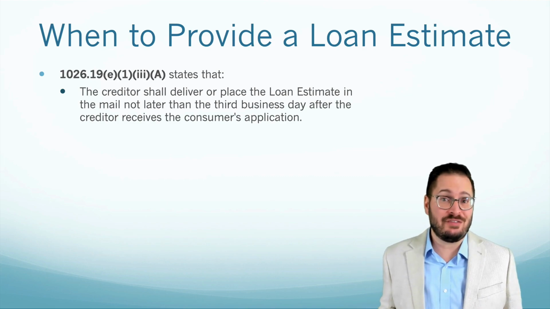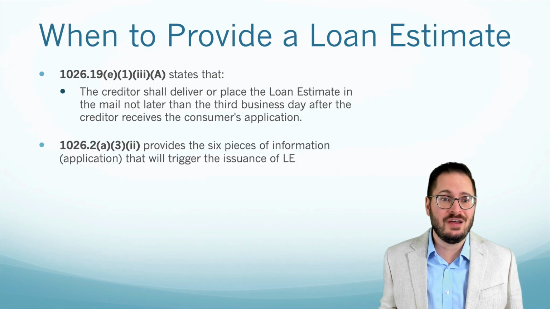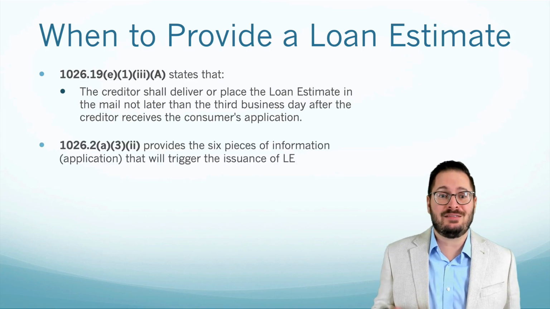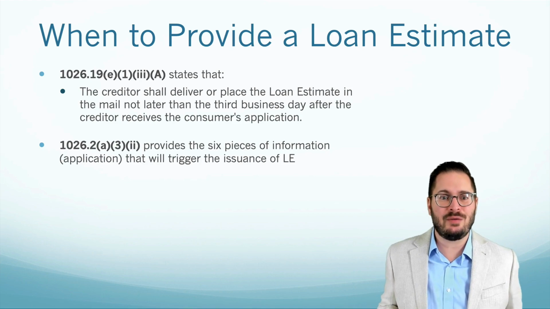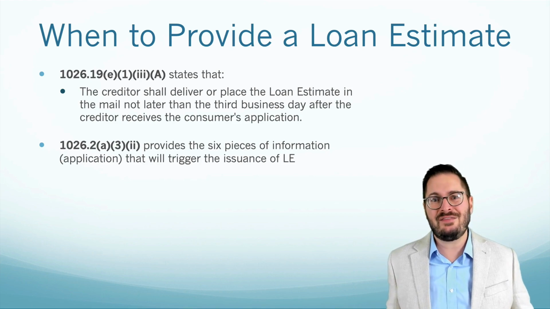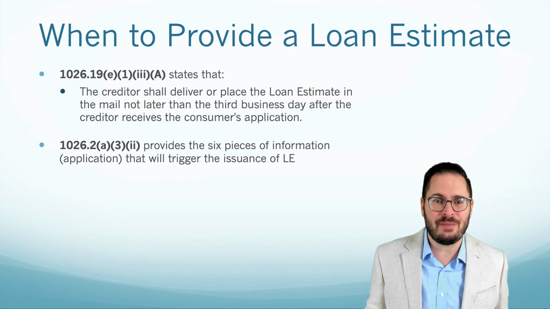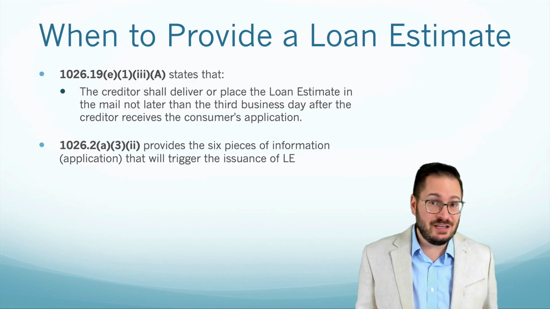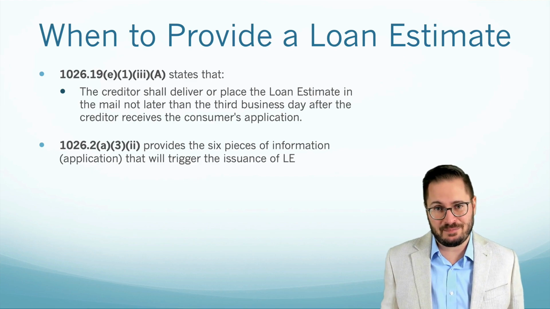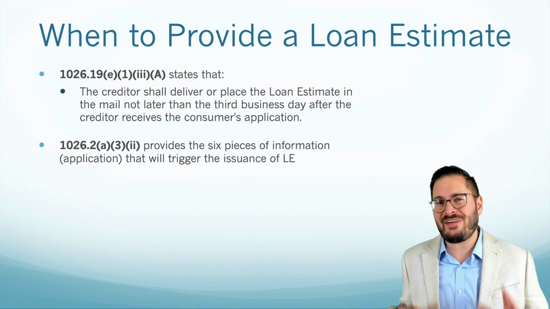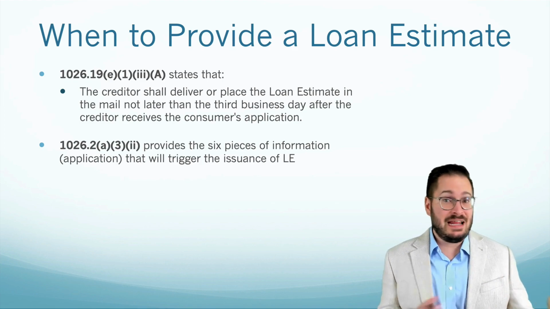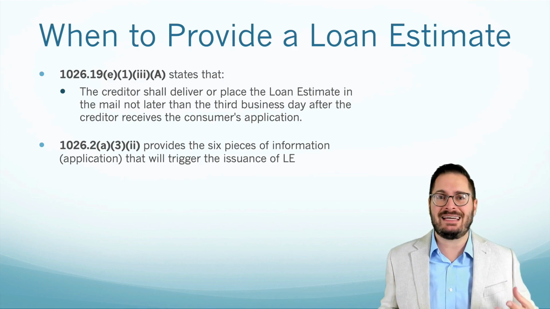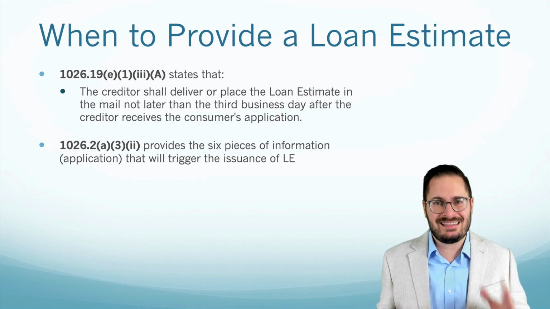Now, when do we receive a consumer's application? Well, of course, 1026.2(a)(3) tells us that an application is received when we, as a creditor, receive 6 pieces of information that trigger the issuance of a loan estimate. So when we receive the 6 following things, this is when we have an application. Because an application is just simply defined as having at least these 6 things.